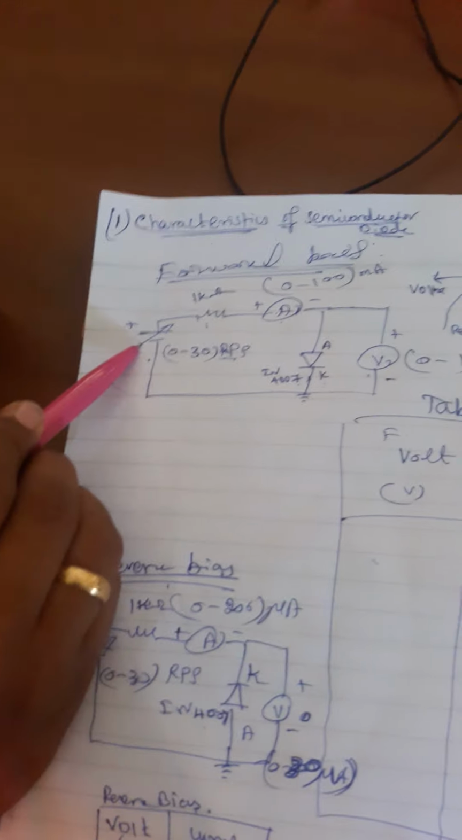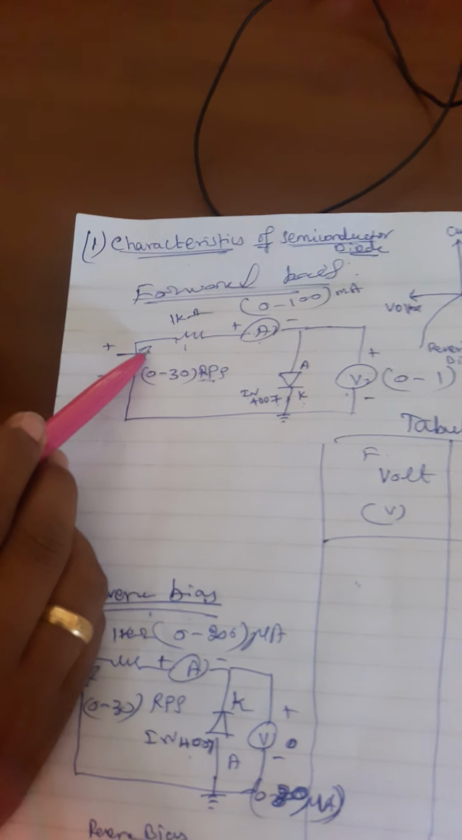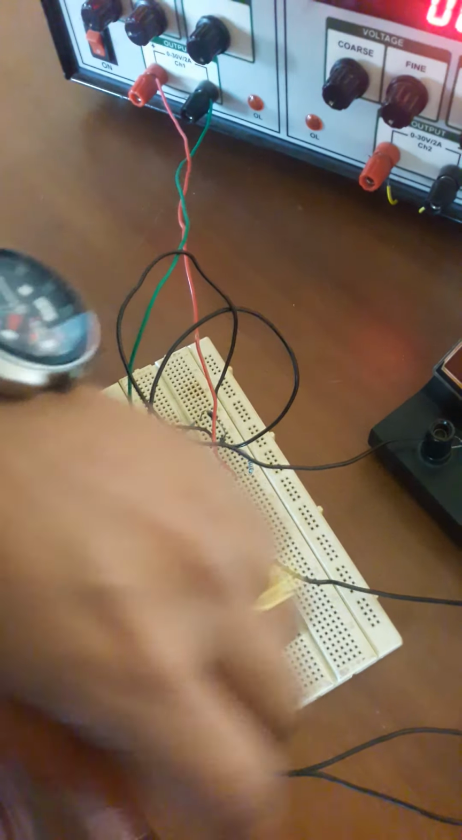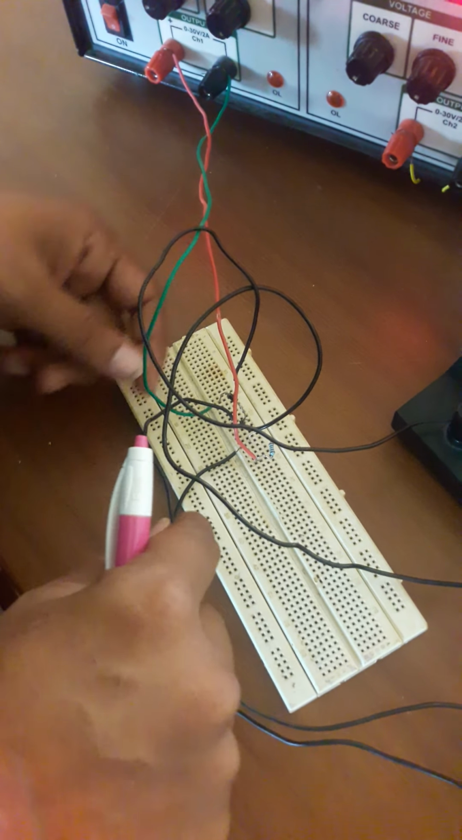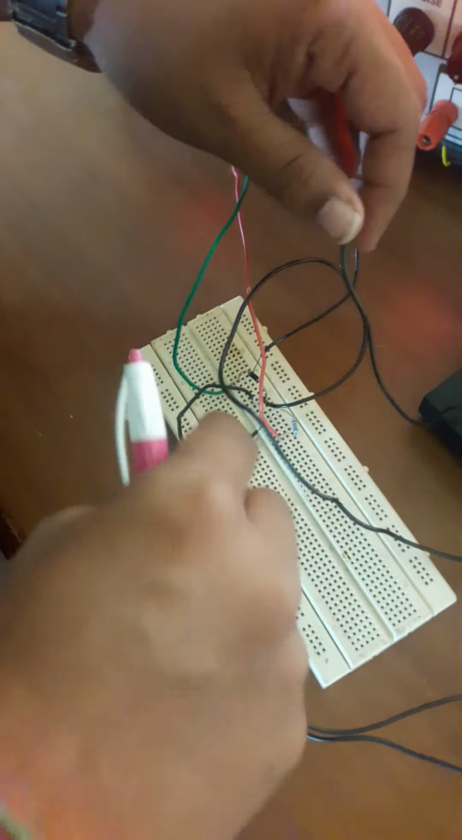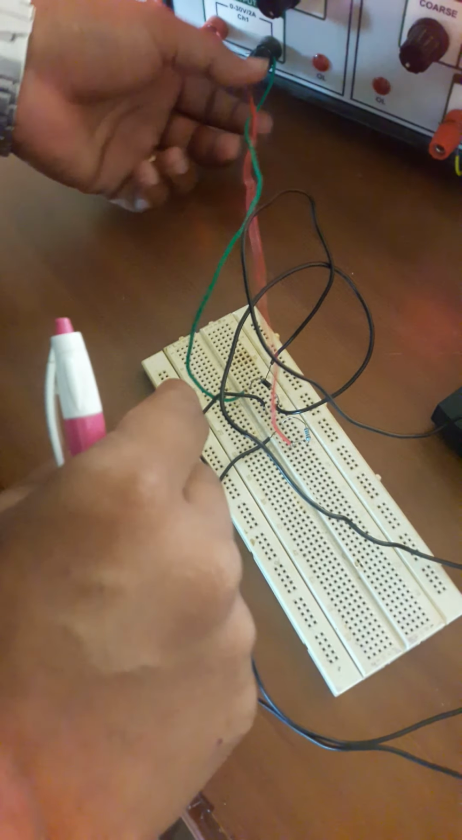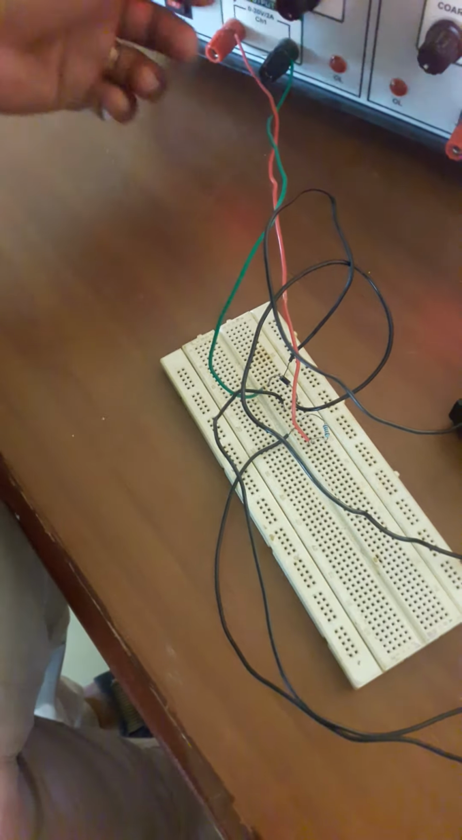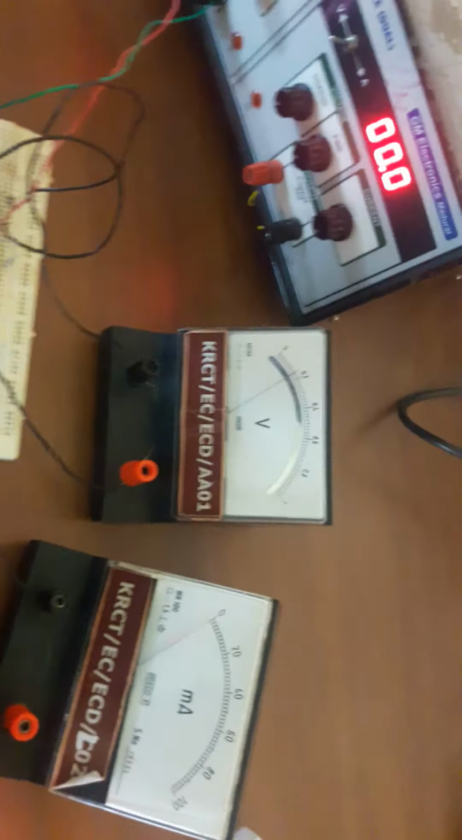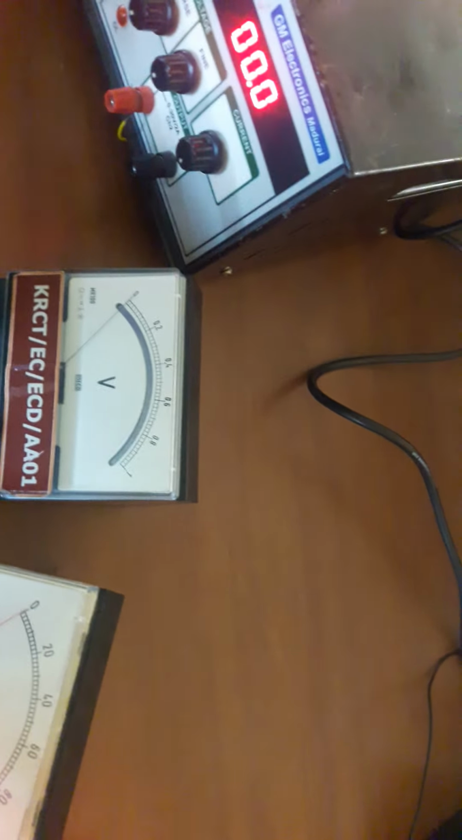First of all, in the circuit diagram, the positive supply is connected to the 1 kilo ohm resistor. The 1 kilo ohm resistor is connected to the ammeter positive, the ammeter negative is connected to the diode anode, and the diode cathode is connected to the voltmeter positive. The voltmeter negative is connected to the cathode, and the cathode is connected to the RPS negative supply. So 0 to 30 volt RPS supply, 0 to 1 volt, and then 0 to 100 milliamps. Okay, let me start our experiment.